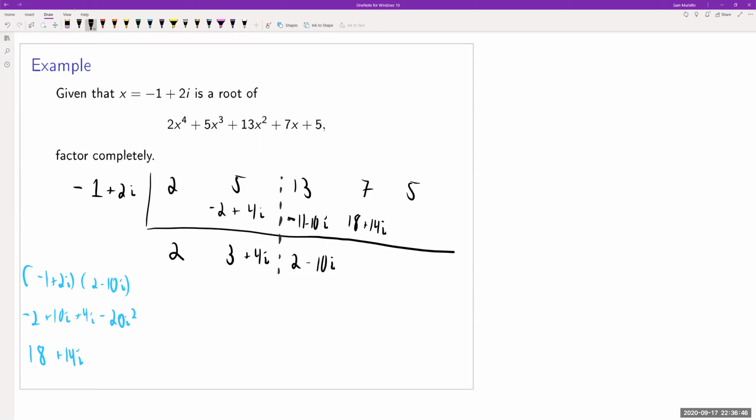Did I drop a negative somewhere? We'll find out in a moment. So adding this down, I get 25 plus 14i. We have one more set of multiplication to do.